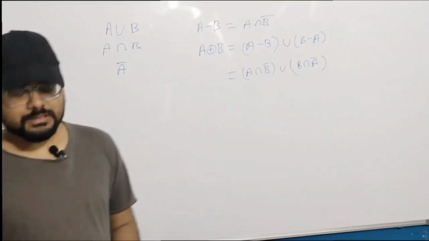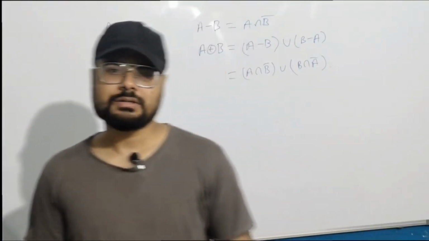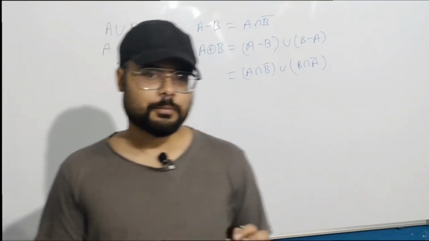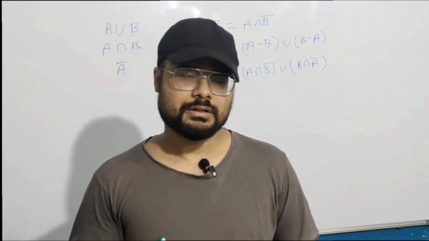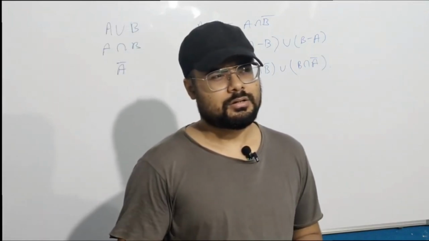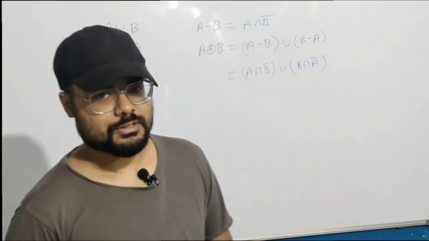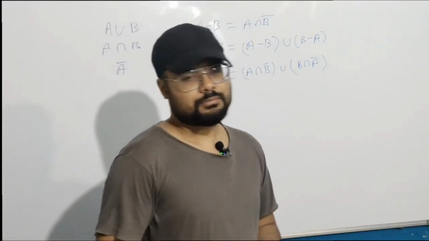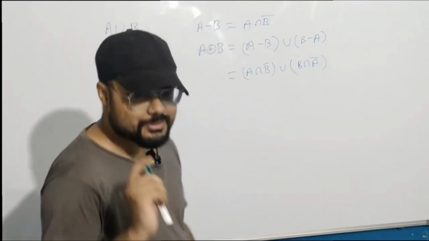Now let's get into operations involving three sets. Involving three sets, we have looked at the associative property: set union, intersection, and symmetric difference are associative, but set difference is not associative. Now there is something called the distributive law. Now let's see that.